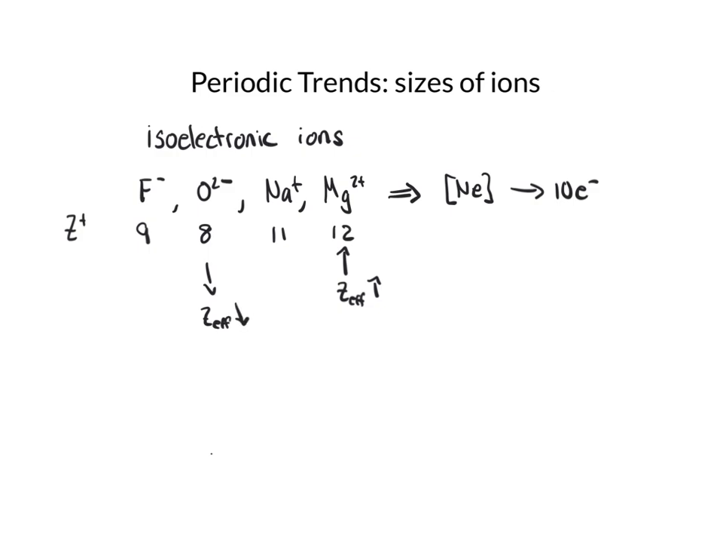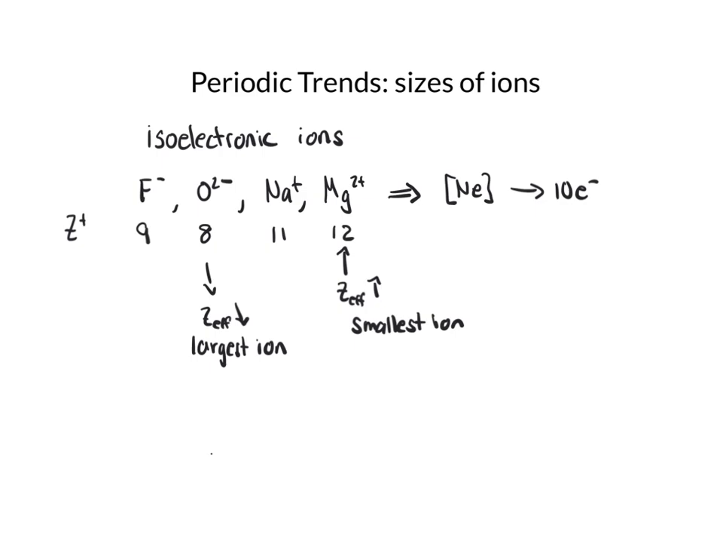And so these 10 electrons that are in magnesium 2 plus feel the strongest pull because that has the largest nuclear charge, and so this is going to be the smallest ion. And this oxygen 2 minus has the smallest number of protons in the nucleus, so those 10 electrons are attracted least to the oxygen nucleus, and so this is going to be the largest ion.